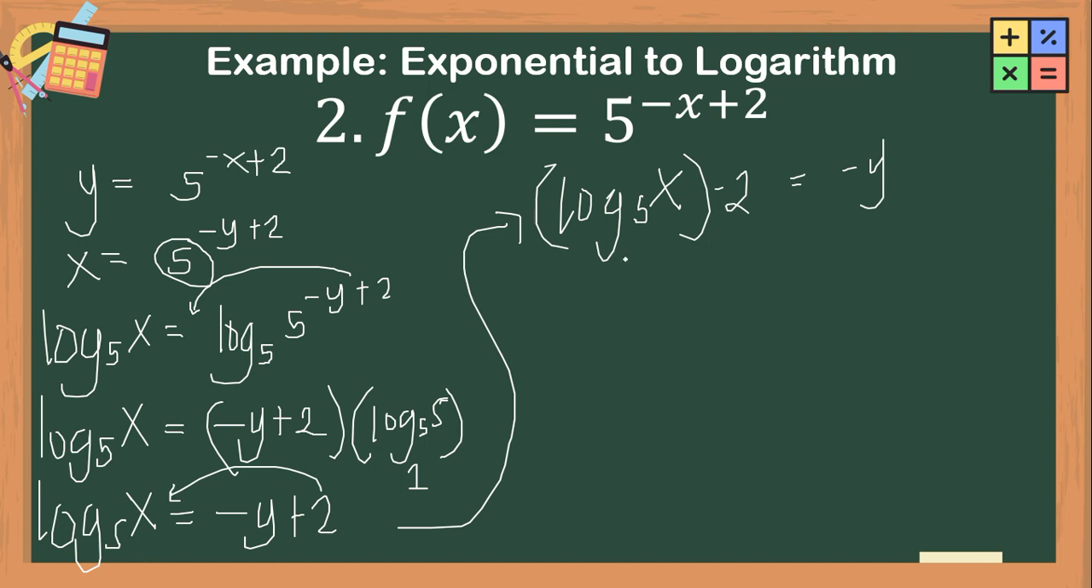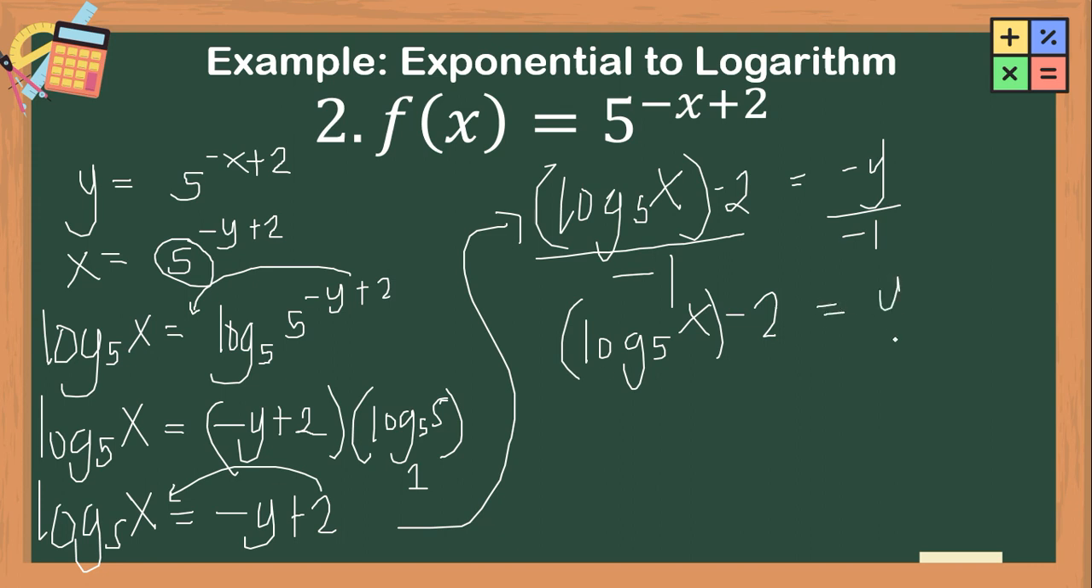Divide both sides by negative 1. Very good. We're going to divide both sides by negative 1 para maging positive. So, maging log x base 5, negative 2, then, sige, close natin to. Then, is equal to y, all over negative 1.